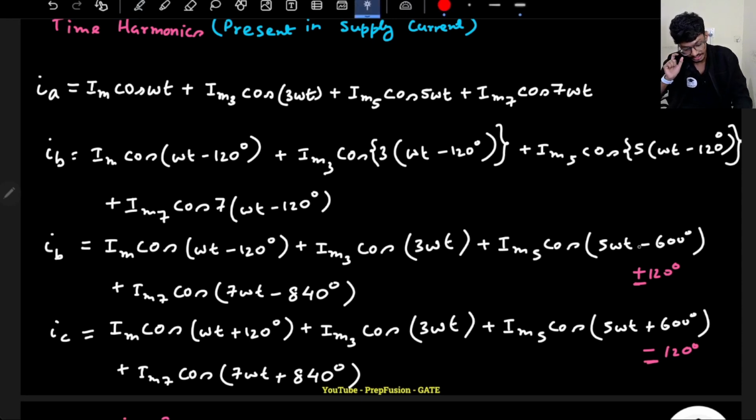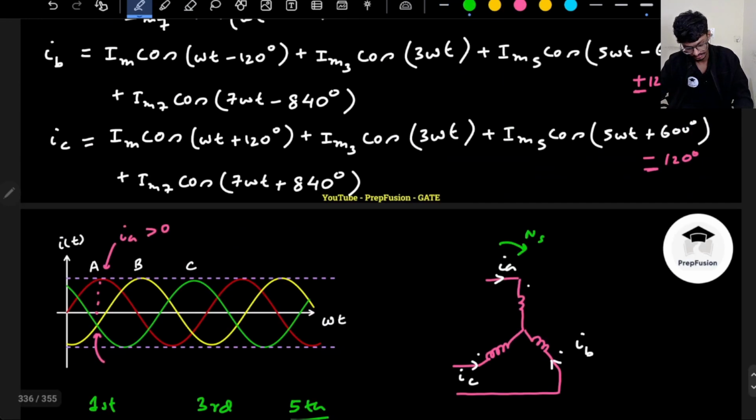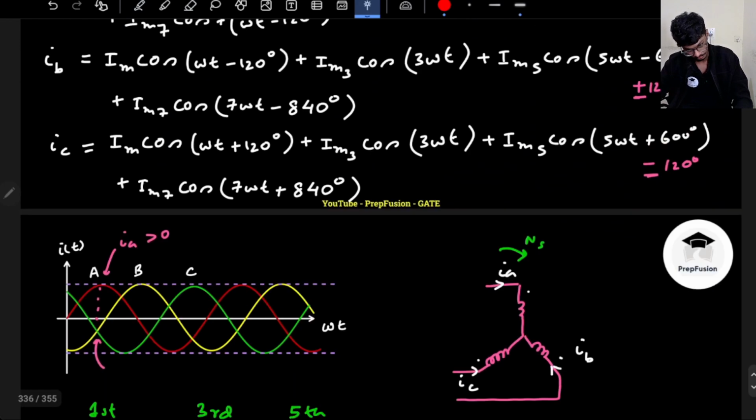So basically the 5 omega t component, the phase B current leads the phase A current by 120. So here for the fifth harmonic component, phase A is here. Phase B will lead, so I will go in the anti-clockwise direction. So this will be the phase B component here, and this will be the phase C component. Phase C will lag. If you see, minus 120 is there.